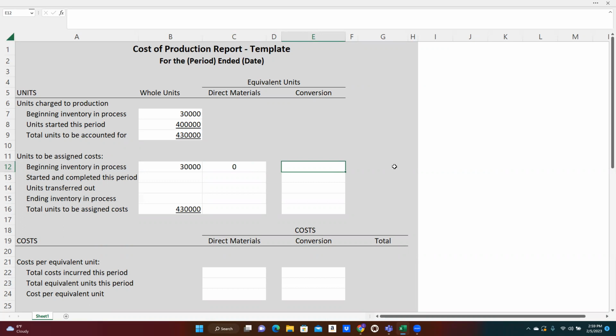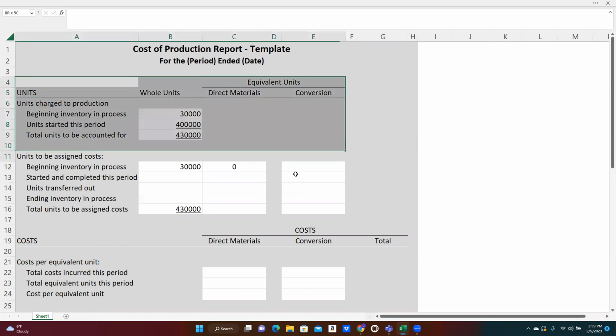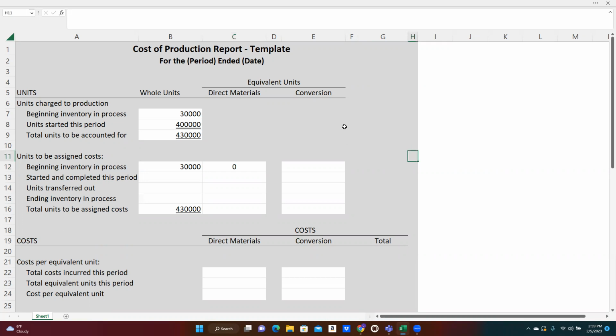I should also point out that these first steps that we're doing here, this whole section, everything in this section is units only. So no dollars here. This is just units.